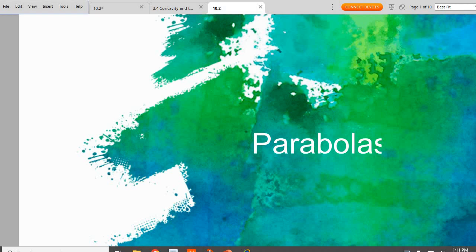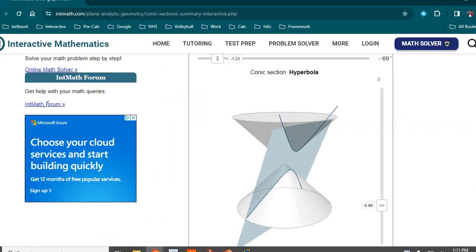Like the graphs. They are graphs, yes. So what is the root word of conic?